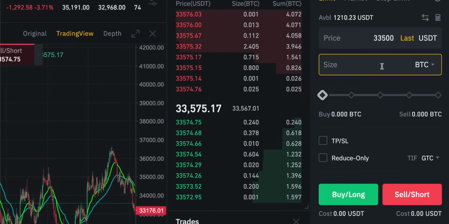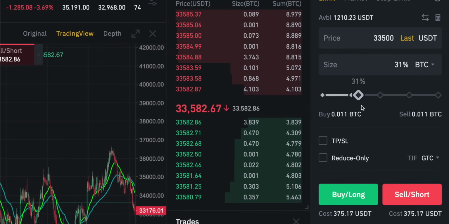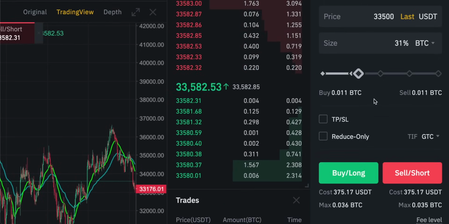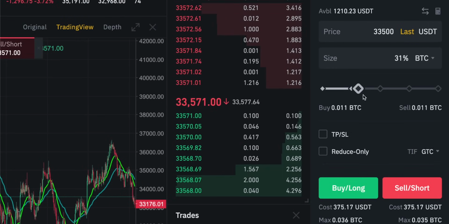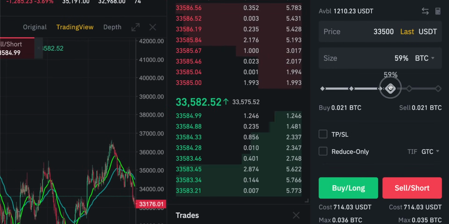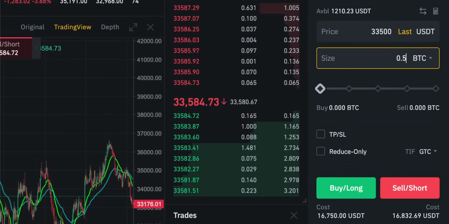So how much BTC do I want to trade or go long? I can choose this slider bar right here, which tells me how much of my collateral I'm using. I do have some USDT on account and I can use a portion of that, which makes things easier, or you can just go right here and put in an amount like this.